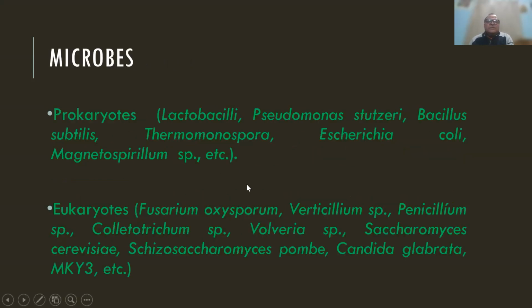These are the microbes which were used earlier, but we have used only one. Many people have used Armonospora, Pseudomonas, Studorgibe, Bacillus subtilis, Escherichia coli, Magnetosporidium, etc. And among eukaryotes, Fusarium oxysporum, Verticillium, Penicillium, Coletotrichum, Vulvaria, Saccharomyces cerevisiae, Saccharomyces pombe, Candida glabrata, MKY, etc. So we have taken Saccharomyces cerevisiae from this lot for synthesizing the nanomaterials.